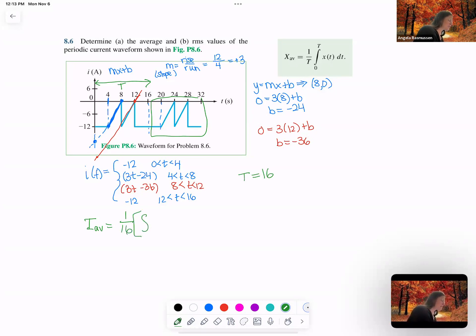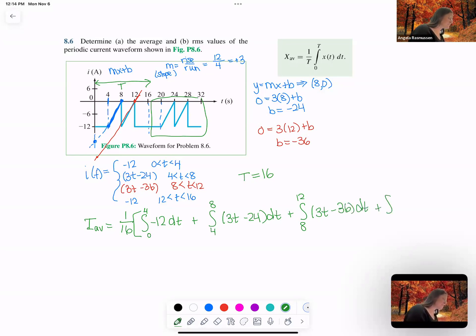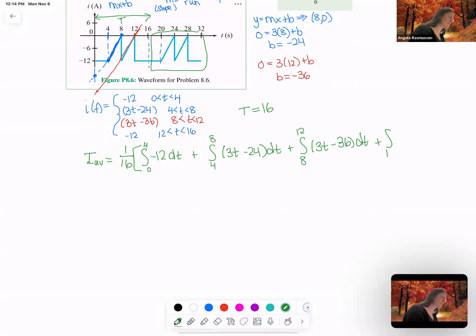And then I'm going to have to integrate each of these sections. The first one goes from 0 to 4, and the equation is minus 12. The next section goes from 4 to 8, and its equation is 3t minus 24. Then from 8 to 12, and the last one is from 12 to 16 as minus 12 dt.